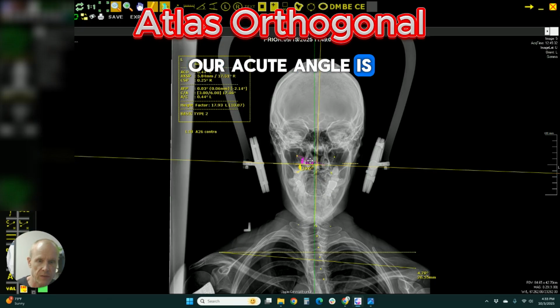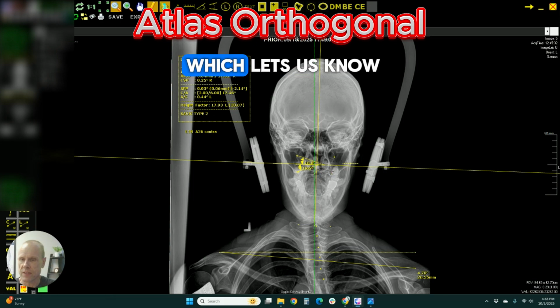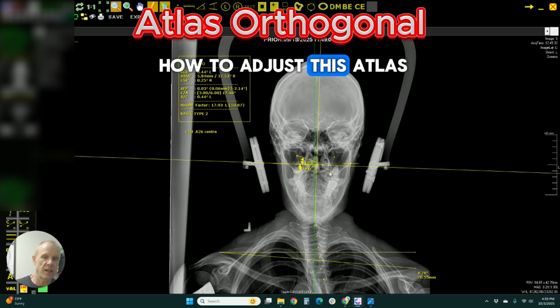Our acute angle is here for the skull and atlas frontal plane line. The acute angle on the opposite side, on the right side, for the cervical spine in relation to the atlas frontal plane line. So acute here, acute there. We have a contra, which lets us know how to adjust this atlas.